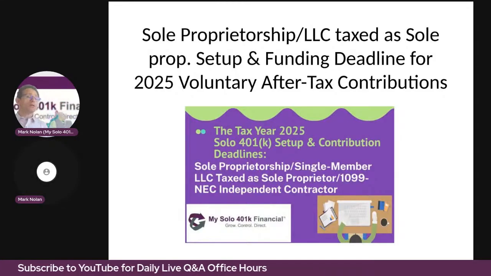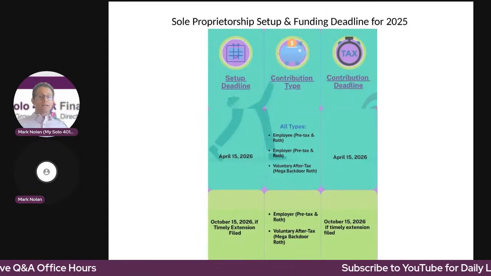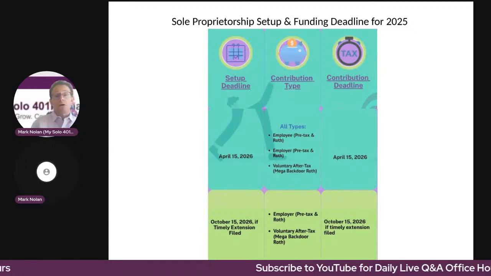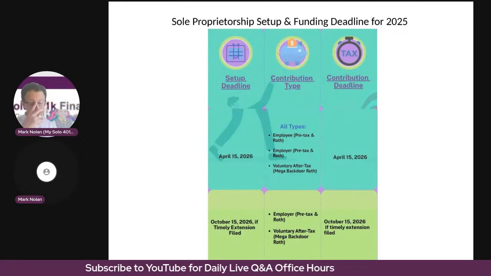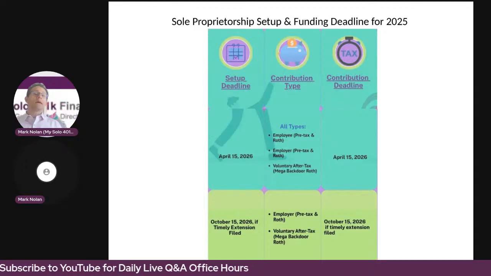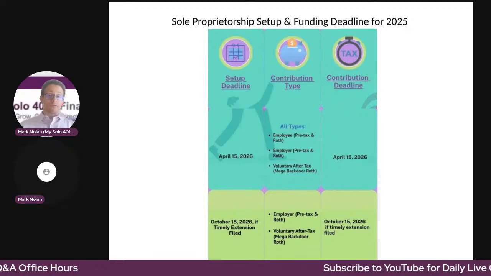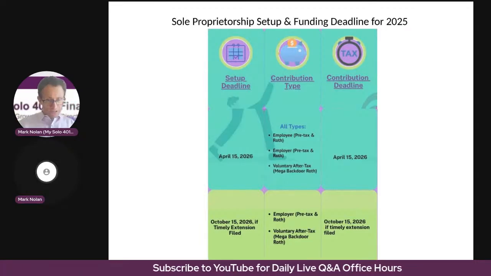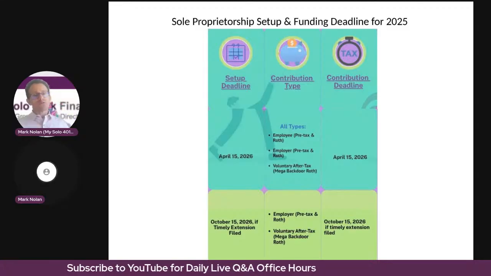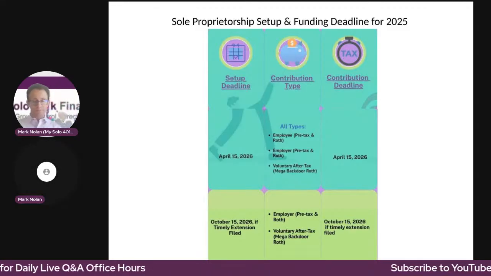If your self-employed business is taxed as a sole proprietorship, then the deadlines are a little different. If you open that solo 401k plan by April 15 of 2026, you're going to be able to make tax year 2025 contributions. That's true for employee contributions, employer profit sharing contributions, as well as voluntary after-tax solo 401k contributions.